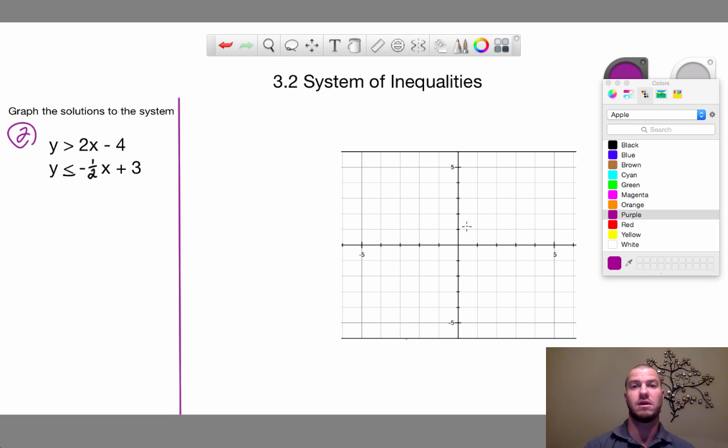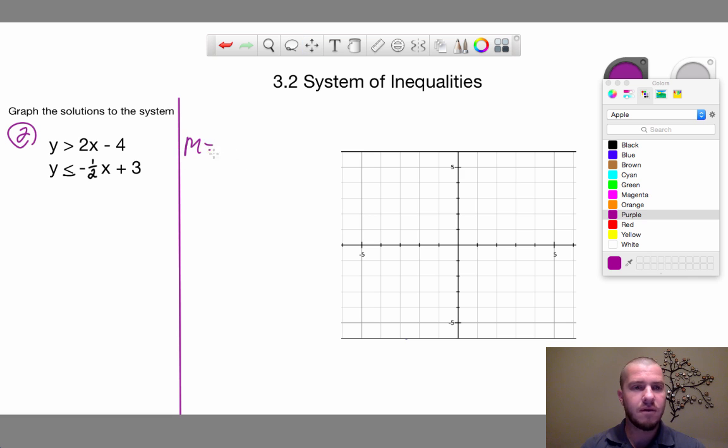You're kind of combining the systems of equations with graphing inequalities and finding all the solution points. And it's going to be a solution set. So it's going to be a set of points that will satisfy both of these inequalities if you plug them back in. So we're going to start by graphing the lines.